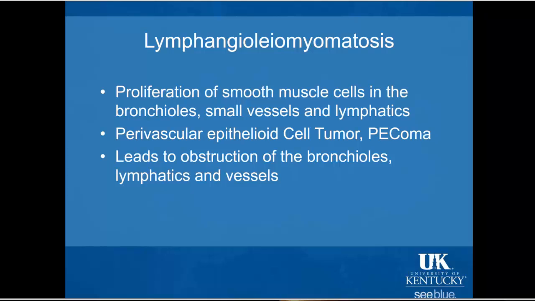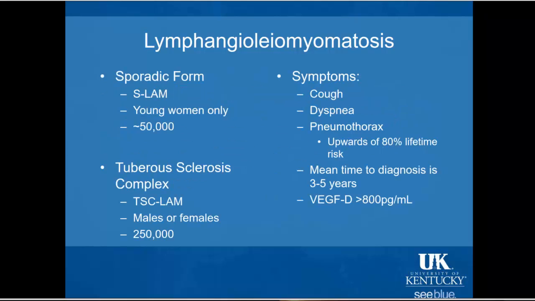Because the smooth muscle cell proliferates in these areas, that leads to obstruction of the bronchioles, giving you a cystic lung disease, obstruction of the lymphatics, leading to the lymphatic abnormalities that we'll discuss, and the blood vessels as well, leading to some of those abnormalities. It exists in two primary forms: a sporadic form, but also a form related to tuberous sclerosis complex. The sporadic form is essentially a disease of young women. The sporadic form does not occur in young men. So if you're seeing a case of possible LAM in a male, they should have tuberous sclerosis complex.